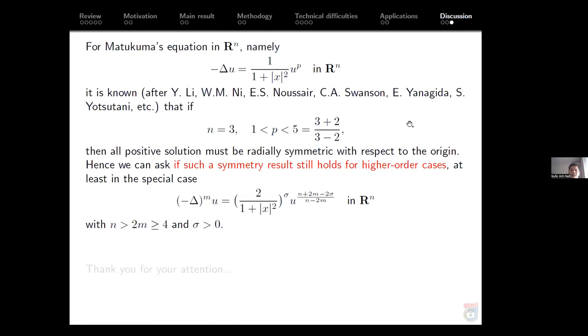So the last one, which is the one I just mentioned: can we have some symmetry for this high order equation without any symmetry assumption on the solution, without any asymptotic behavior at infinity? Yeah, we do not know yet, even for the case of R3, etc.